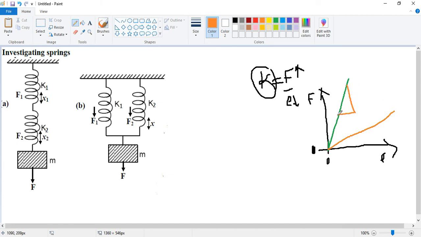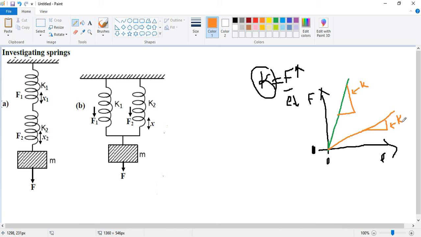The gradient of this graph indicates that the value of K here is far bigger than the value of K here. If you try to find a gradient of this line, it means that the value of K here is actually smaller than the value of K in the other case. So that is what we call stiffness.